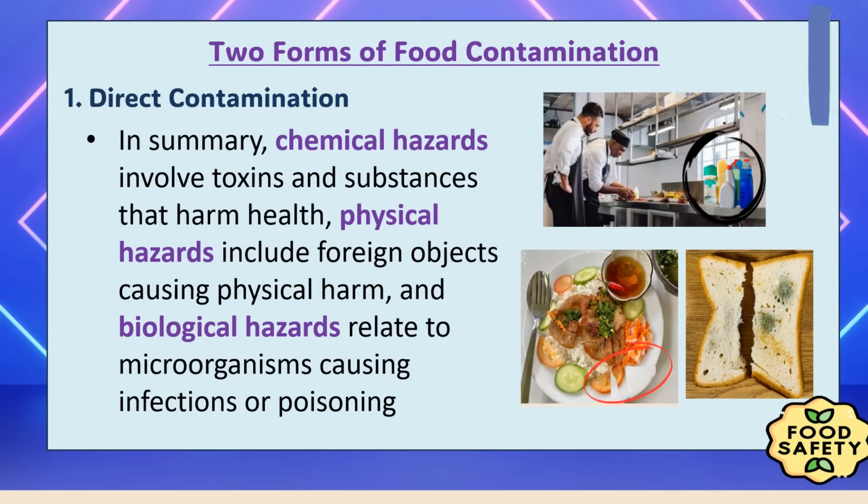In summary, direct contamination can be from chemical hazards, which involve toxins and substances that harm health, physical hazards, which include foreign objects causing physical harm, and biological hazards, which relate to microorganisms causing infections or poisoning.